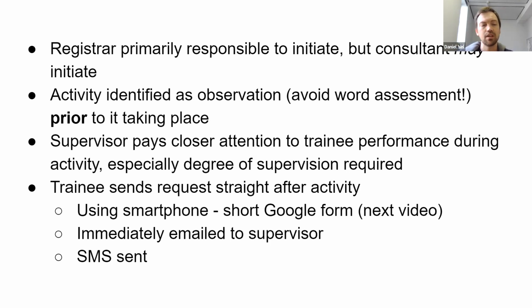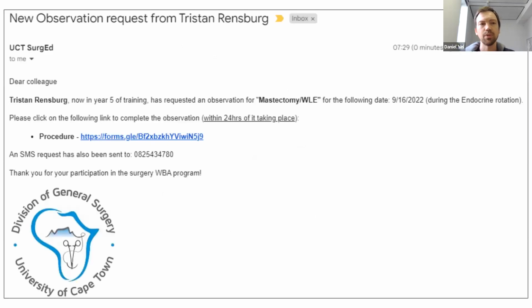This request is immediately emailed to the supervisor, and also immediately an SMS is sent to the supervisor. This is an example of the email. So it says a new observation request from a registrar, and it describes the observation, what procedure, the date that it occurred, which rotation they were in, and it gives a link for the consultant that they can click on through the email to open up the observation form. And it also says an SMS was sent to their phone number.